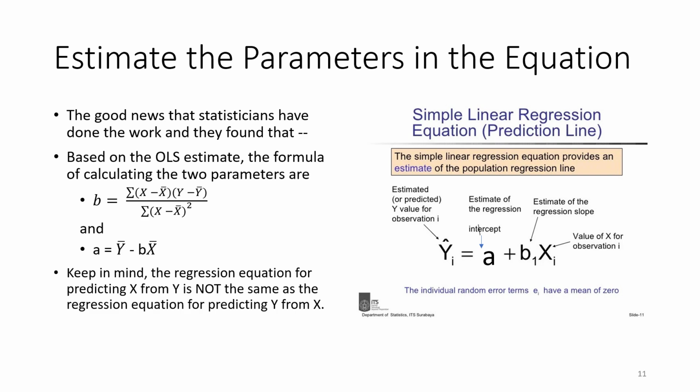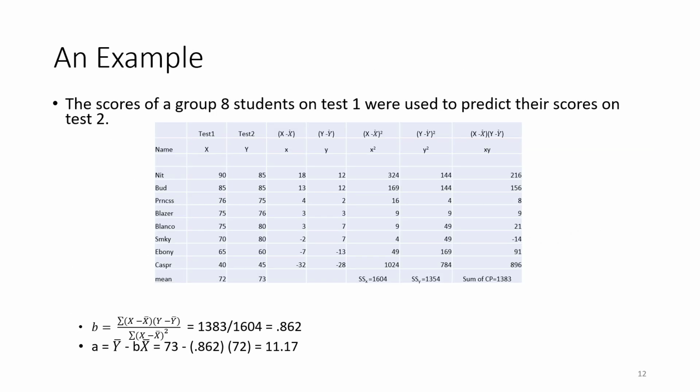Once B is known, the regression constant A is the mean of y minus B times the mean of x. Please be reminded that the regression equation for predicting x from y is not the same as the regression equation for predicting y from x. Let me illustrate simple regression using an example.